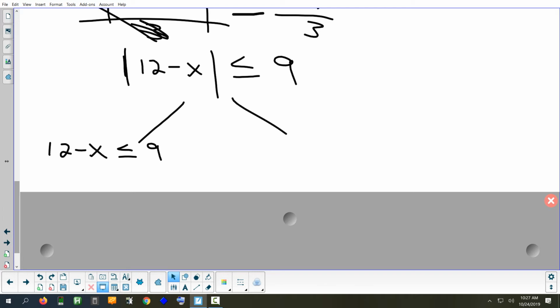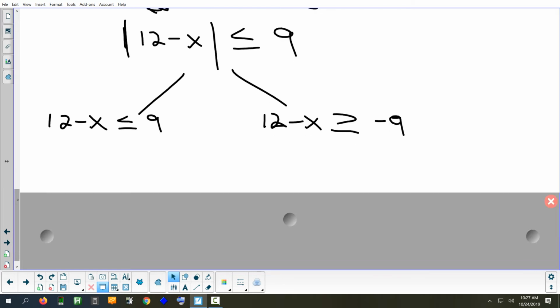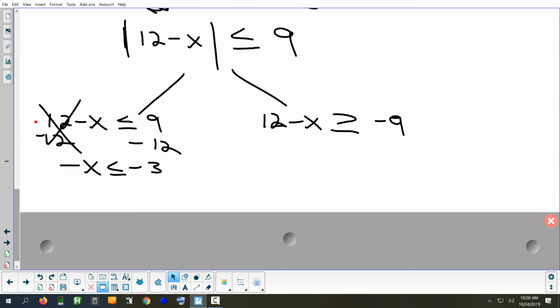12 minus x is greater than or equal to -9. Yep. So he did two things. Split it, that's a 9, then flipped it and made it negative. Same 2 steps on each problem. What's going to be the first step to solve this one? Subtract 12. Yep, we're going to minus 12. That's gone. Now you have negative x is less than or equal to -3.